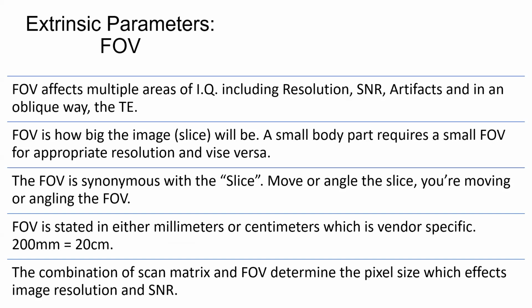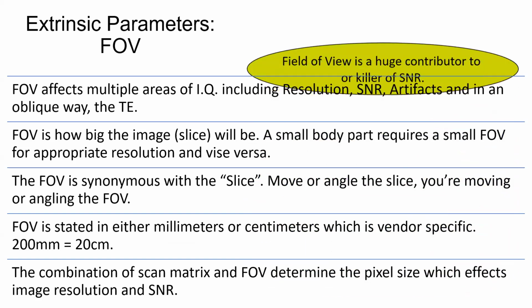So know that a 200 millimeter field of view, I believe, is going to be GE? GE uses millimeters and Siemens uses centimeters, if I'm not mistaken. So a 200 millimeter is a 20 centimeter. Just know that. So the combination of matrix and field of view is going to determine pixel size. And we're going to do some math because they might say to you, what is your pixel size for this sequence? Okay, we're going to do some math there, okay?